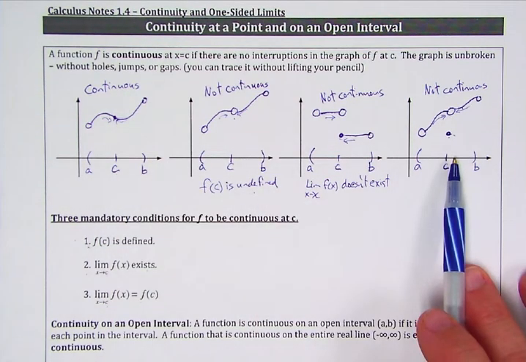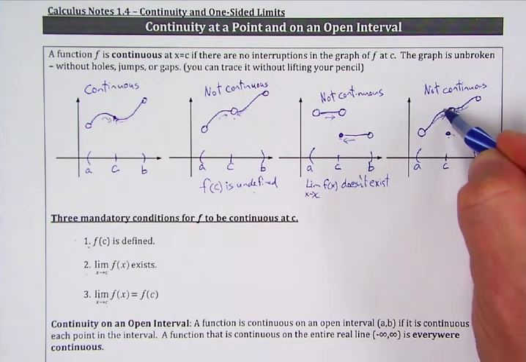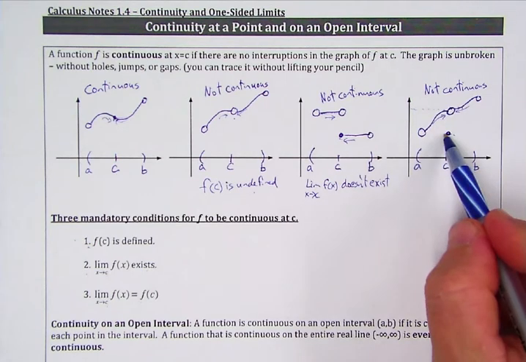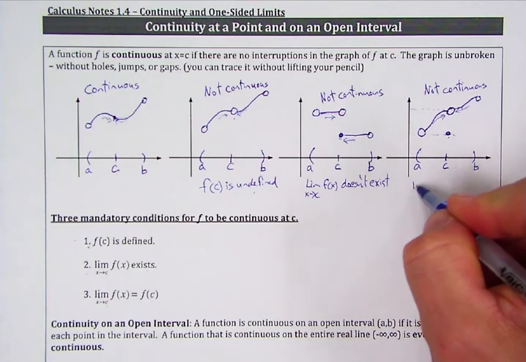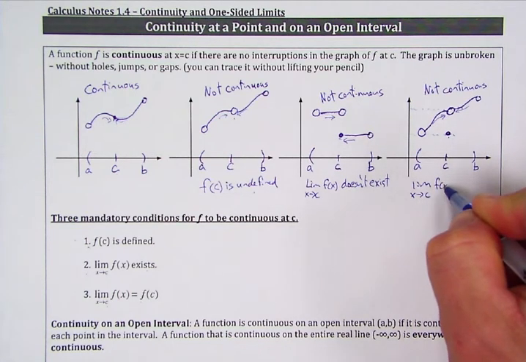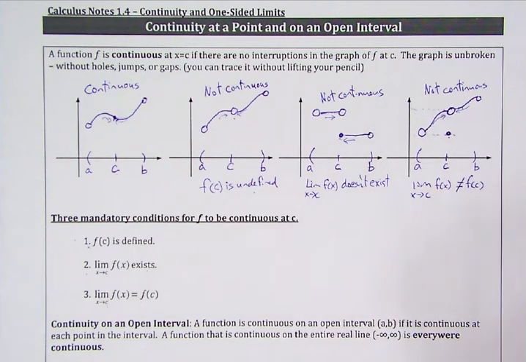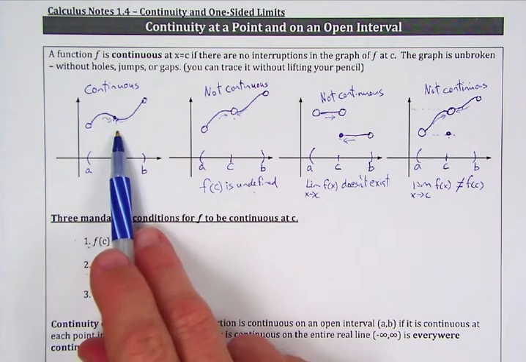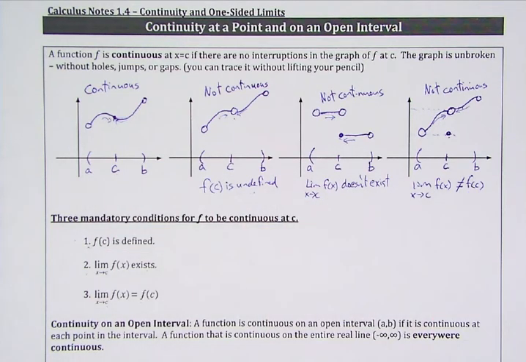If we check this last one right here, if I look at my limit, I would get this value, which is not the same as f of c, therefore it doesn't work. So the limit as x approaches c of f of x is not f of c, therefore this is not continuous. Okay, so again, it has to have all three of these for it to be continuous. If it fails any one of them, then it's not going to be continuous.